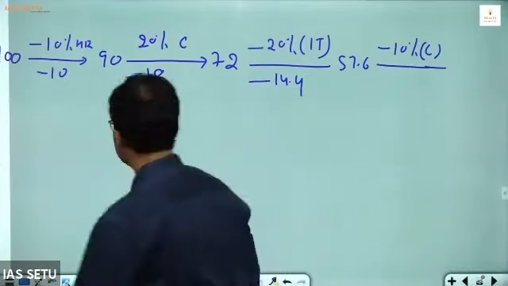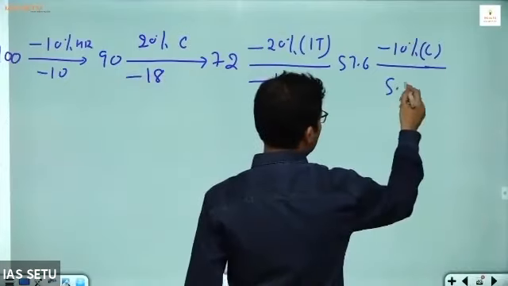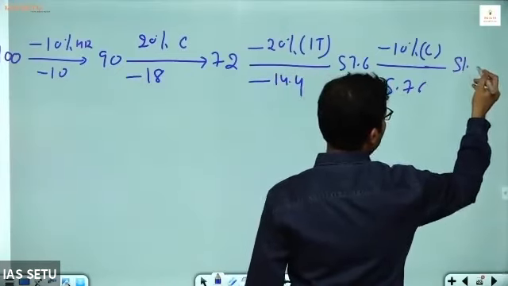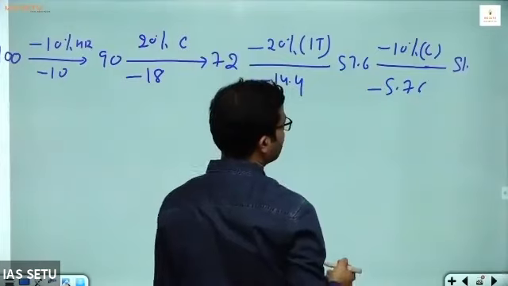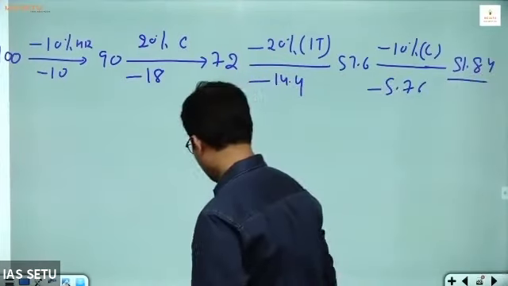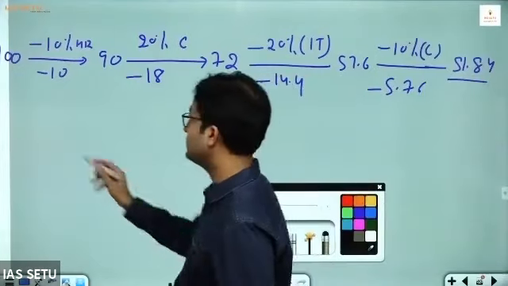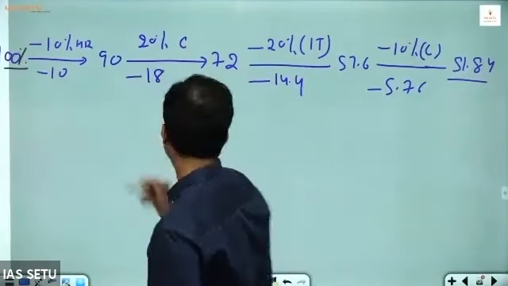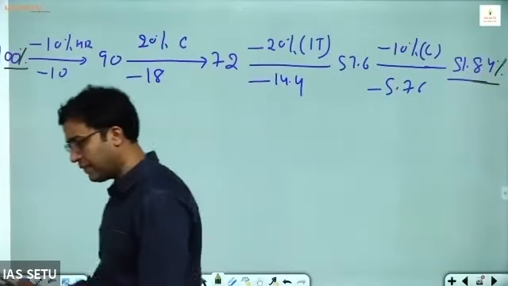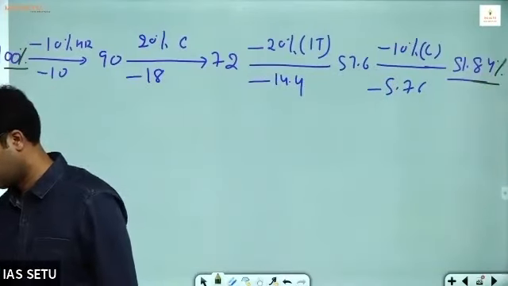What is 10% of 57.6? 5.76. Finally, he is left with 51.84. This is the remaining salary. Now we take the original salary as 100%. So the remaining salary is 51.84%. Lengthy, yes, I can understand.